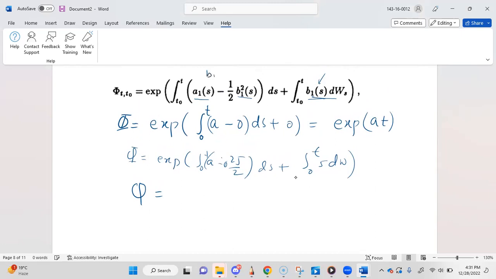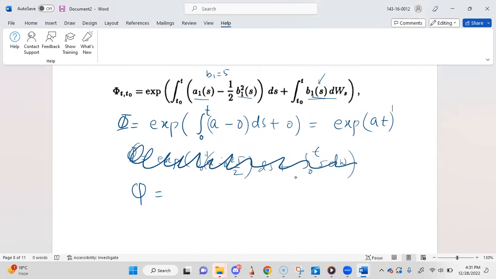So you are taking v1 to be 5. What would the half b1 squared term be? It's going to be 25 over 2. Just 25. Okay, fine. Yeah, fine. So let's go back to this.